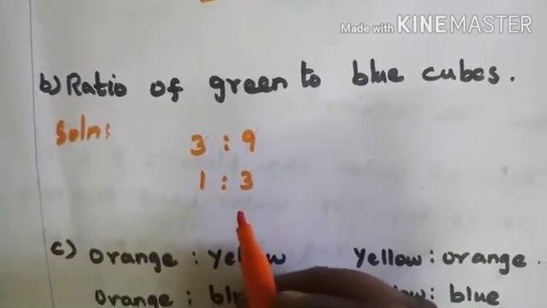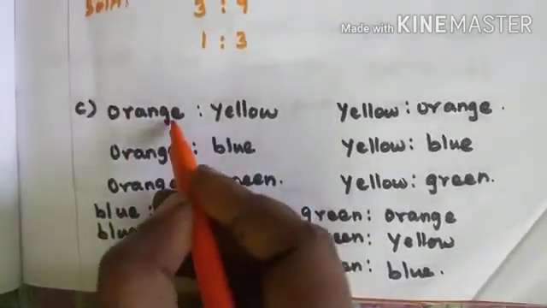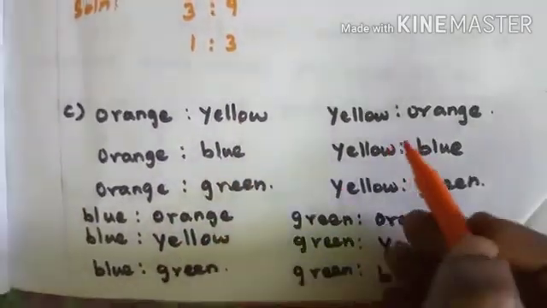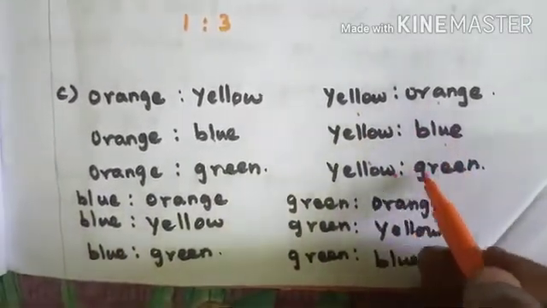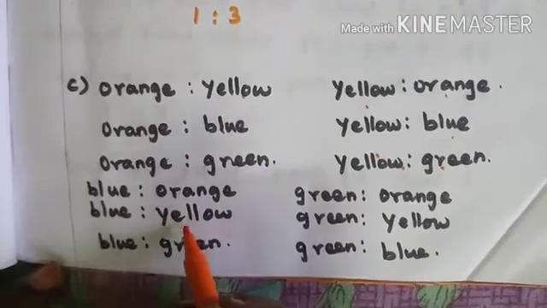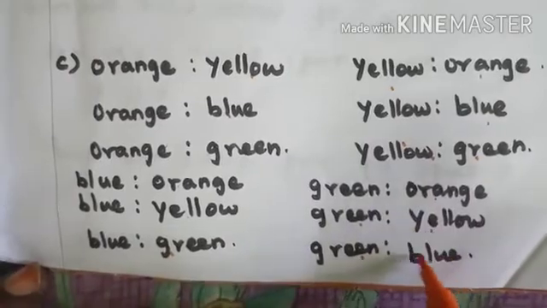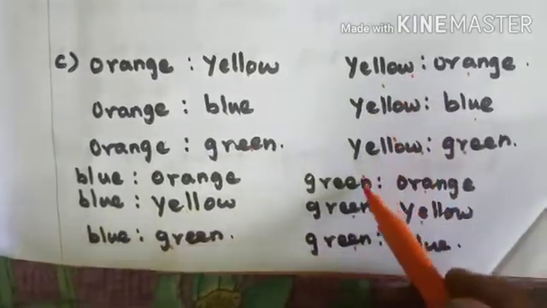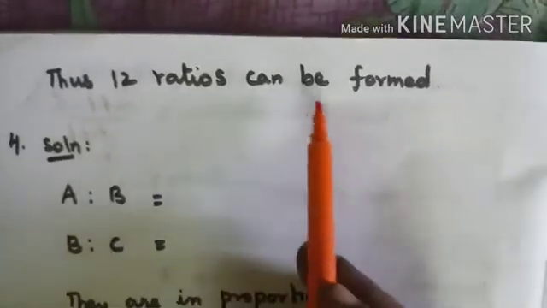What is the third question asked? So we are going to compare each color to any one of the other colors. So see, orange with yellow, orange with blue, orange with green. Next here I have written yellow with orange, blue, green. Next I have written blue with orange, yellow, green. Next we can keep green as it is and orange, yellow, blue. Different ratios 1, 2, 3, 4, 5, 6, 7, 8, 9, 10, 11, 12. Therefore, 12 ratios can be formed.